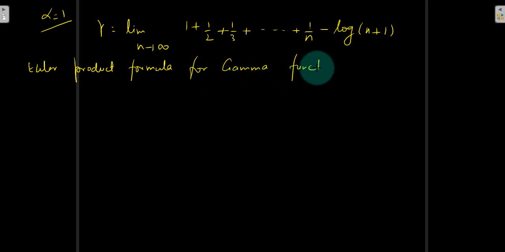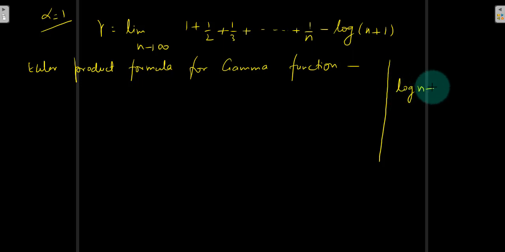For the gamma function, we can easily write log(n+1) as log of 2 over 1, 3 over 2, 4 over 3, ultimately (n+1) over n, right? If you multiply these all, you will directly get log of (n+1) here.